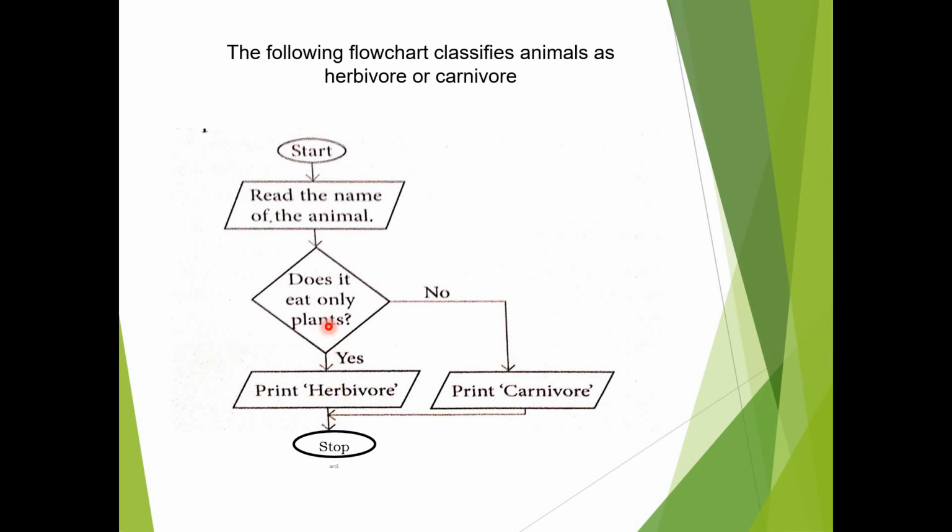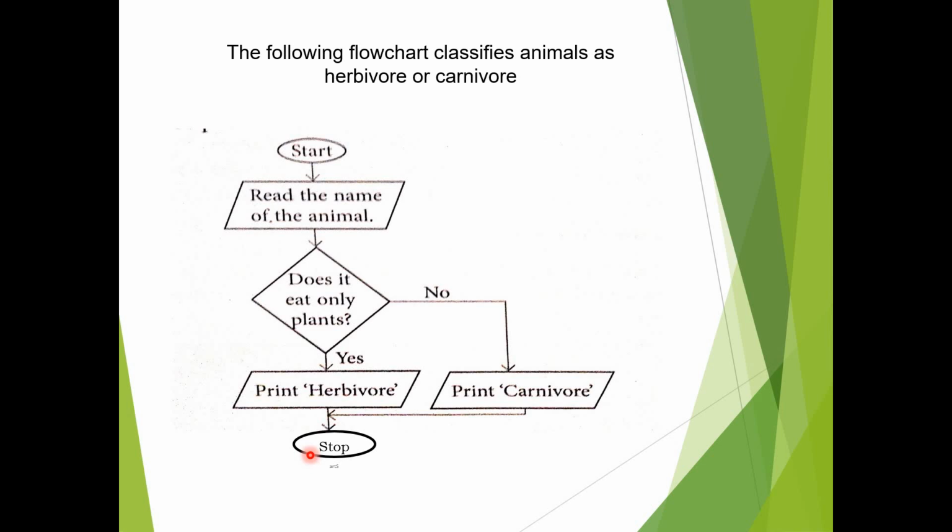Does it eat only plants? No. അല്ല, plants മാത്രമല്ല കഴിക്കുന്നത്. It eats the flesh of other animals also. So if it is no, print as carnivore. Okay, അത് carnivorous animal ആയിട്ട് print ചെയ്യണം. Plants മാത്രം കഴിക്കുന്ന animal ആണെങ്കിൽ herbivore. Plants മാത്രമല്ല, it eats the flesh of other animals also. So if it is that case, it has to print it as carnivore. And then both the arrows should connect to stop.